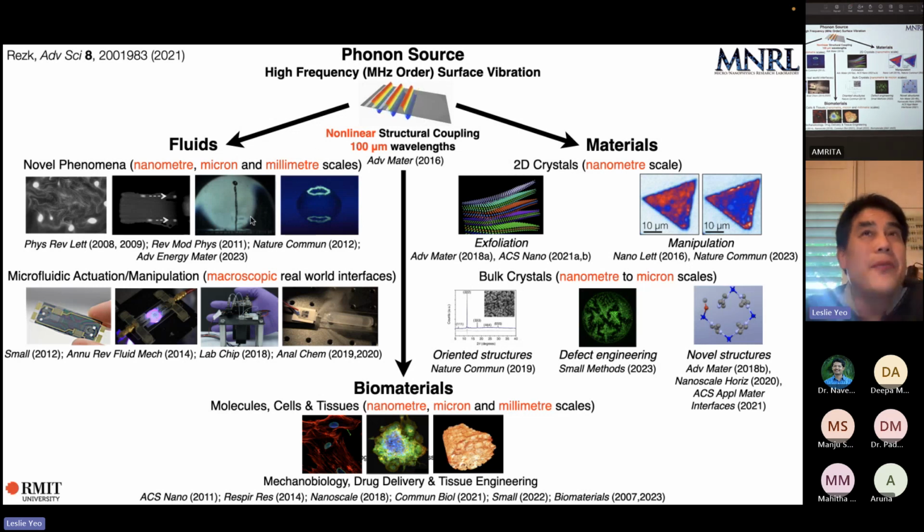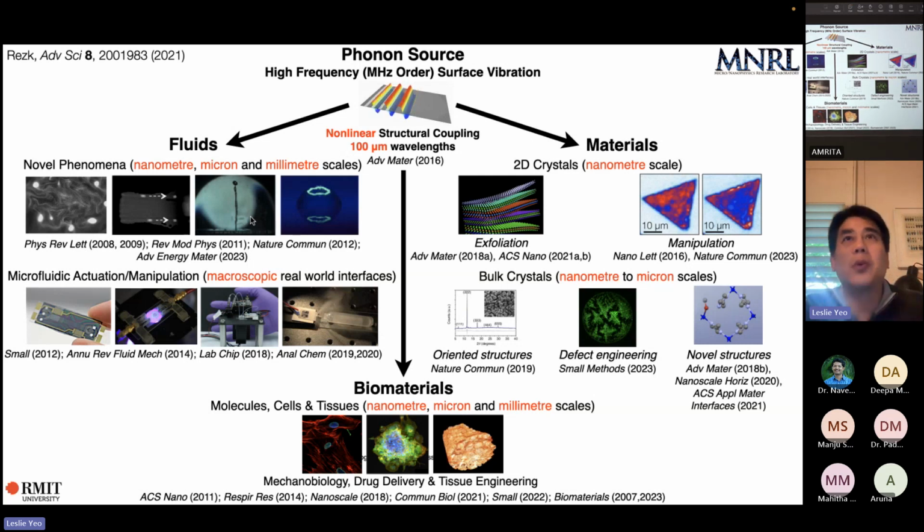I guess when we first started, there's nobody crazy enough to couple these sound waves at high frequencies into fluids. There's been a long-standing pedigree of research that has gone on with using low frequency sound waves. And when I say low frequency, I mean anything up to a megahertz.